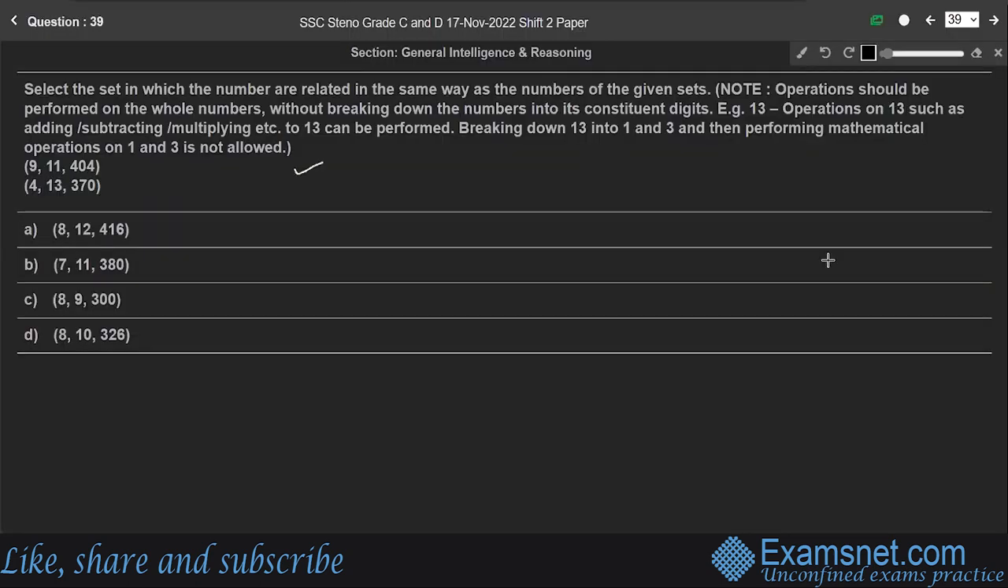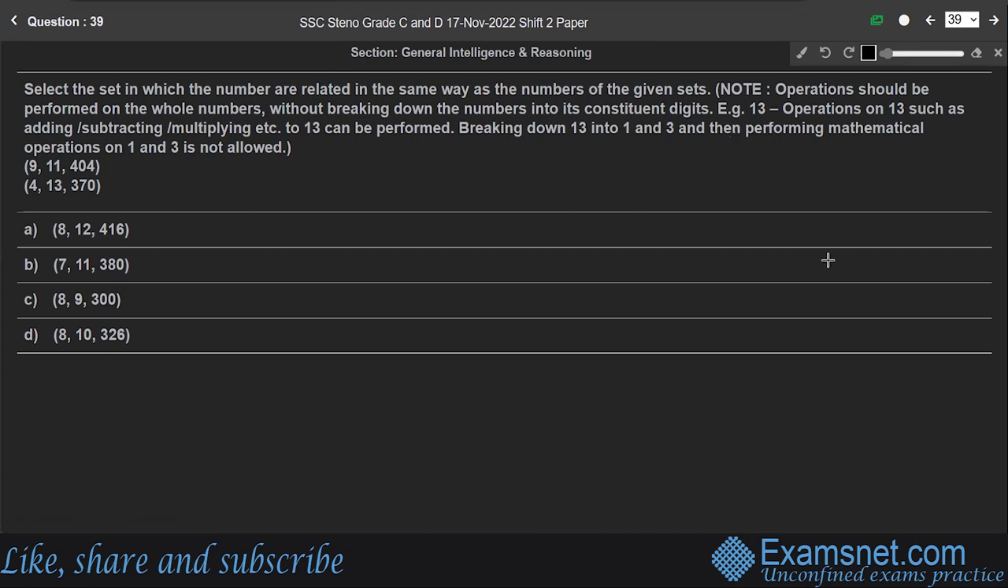Question number 39. Select the set in which the numbers are related in the same way as the numbers of the given sets. Here, students, the operation should be performed on the whole numbers. You should not break the number into its constituent digits, like the operation, it may be any operation, addition, multiplication, division or subtraction. Operation should be performed on the whole number 13, right? We cannot take 1 and 3 separately, right? And then performing the mathematical operations is not allowed, right?